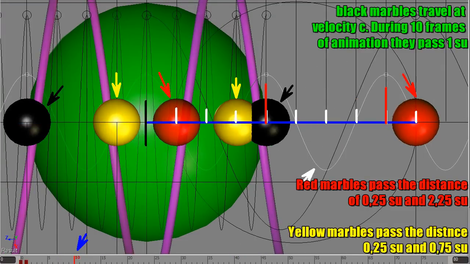Black marbles travel at velocity c. During 10 frames of animation they pass 1 SU. Red marbles pass the distance of 0.25 SU and 2.25 SU. Yellow marbles pass the distance of 0.25 SU and 0.75 SU.